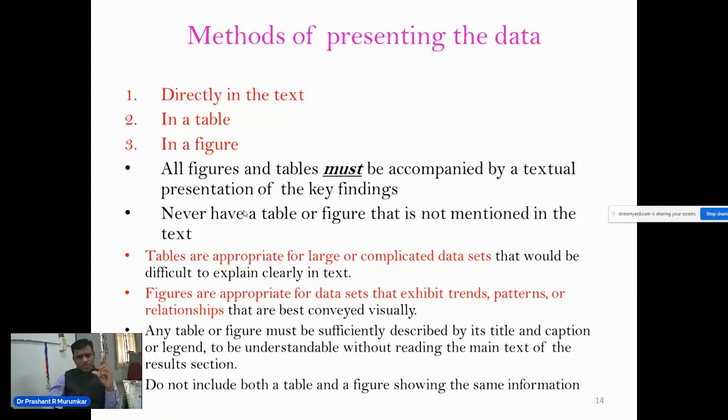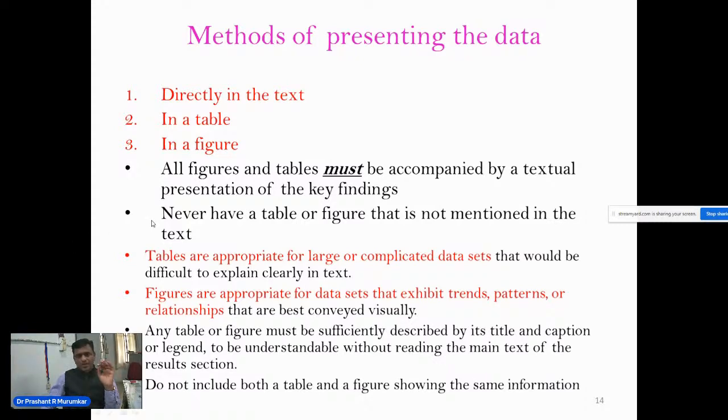Again, generally what happens is that we are writing the table as well as the figure, but we are not referring to them in the text. So it is an important thing that all figures and tables must be accompanied by a textual presentation of the key findings. You should write whether you are talking about table number 1, figure number 1, or figure number 5. And in the text part you should cite that figure, that I'm talking about figure number 5, and then accordingly this would be done, right?